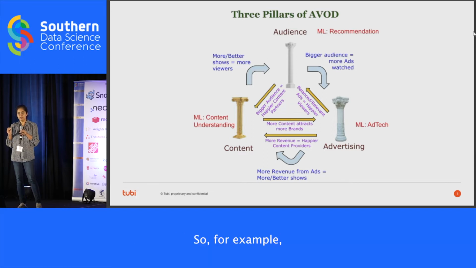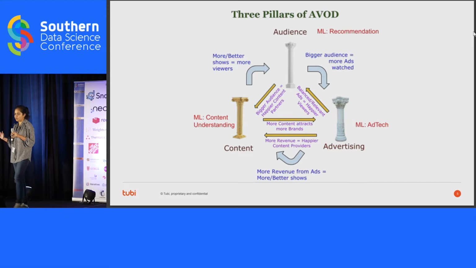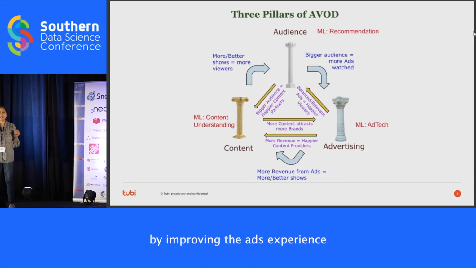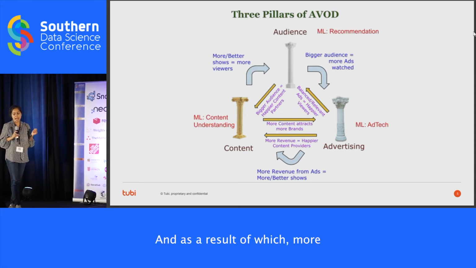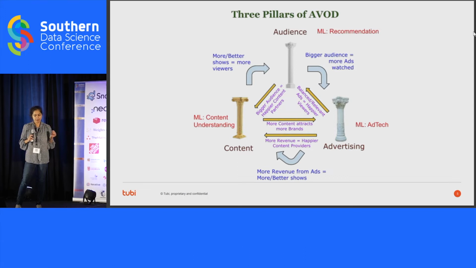So for example, for the user or the audience pillar, machine learning can help surface titles that are relevant to the users and that the users will click on and watch. As a result of this, a bigger audience means more ads being watched. On the ad tech side, machine learning can help by improving the ads experience for the users, and as a result, more revenue from ads means the ability to buy more and better shows. On the content side, machine learning can help understand the content itself.